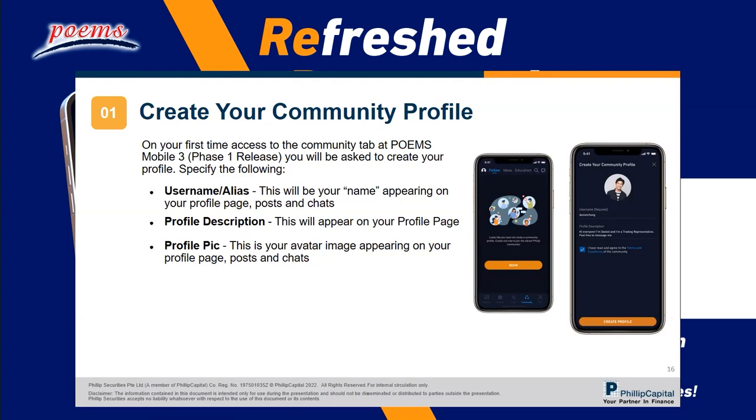You can specify the following: your username will be your name appearing on your profile page, your posts and your chats. As well as the profile description, this will appear on your profile page. The profile picture will be your avatar image appearing on your profile page, posts and chats, such as the picture on the right side. So you can actually check on that.